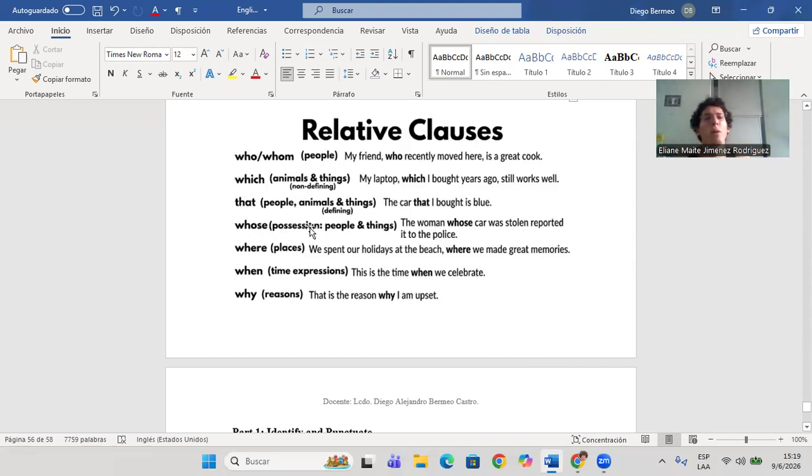Whose is for talking about the possession of someone or something. Where is to talk about a place. When is to talk about or refer to time expressions. And why is for explaining a reason why something happens. Here we are going to notice some examples, and we are going to try to figure out if those sentences are defining or non-defining.